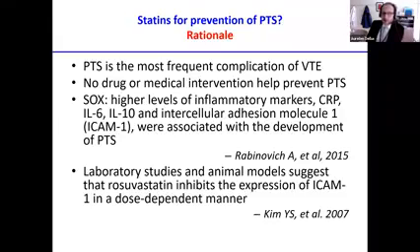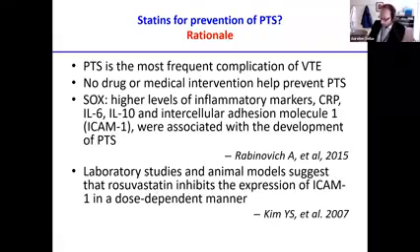An analysis from the SOX trial showed that higher levels of inflammatory markers, including CRP, IL-6, IL-10, and ICAM-1, were associated with the development of PTS. And there are some lab studies and animal models that suggest that rosuvastatin could inhibit the expression of ICAM-1 in a dose-dependent manner, but ICAM-1, you can see that it's clearly one of the common markers of inflammation in those two studies.